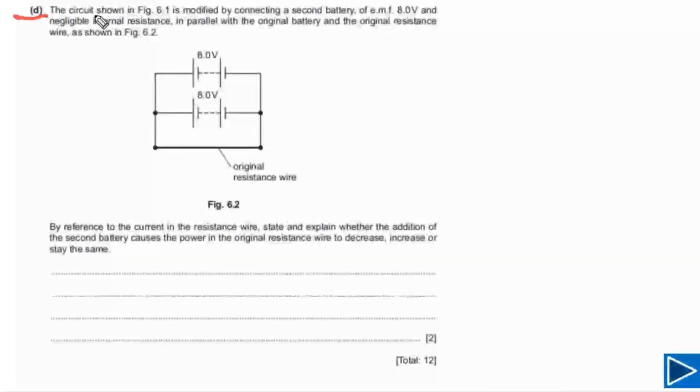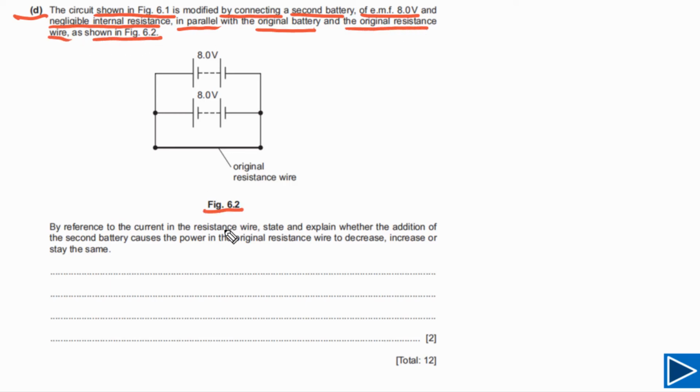For part D, it is given to us the circuit shown in figure 6.1 is modified by connecting a second battery of EMF 8.0 volts, and the battery has no internal resistance, in parallel with the original battery and the original resistance wire as shown in figure 6.2. So this is our figure 6.2. In this case, you can see the battery is connected in parallel with the previous one. By reference to the current in the resistance wire, meaning current in this wire, we have to use this one as a reference. We need to state and explain whether the addition of the second battery causes the power in the original resistance wire to decrease, increase, or stay the same.